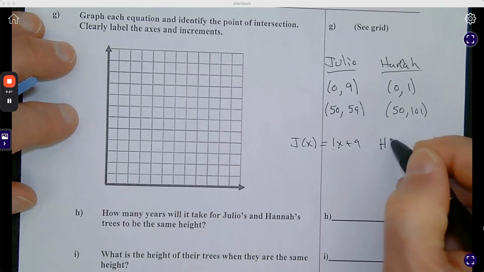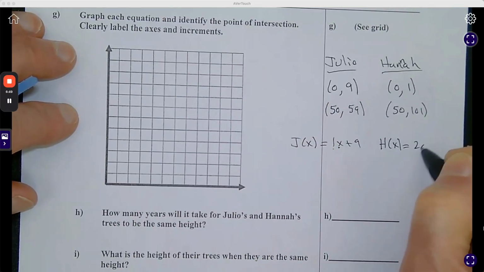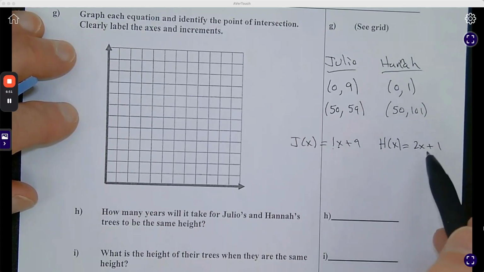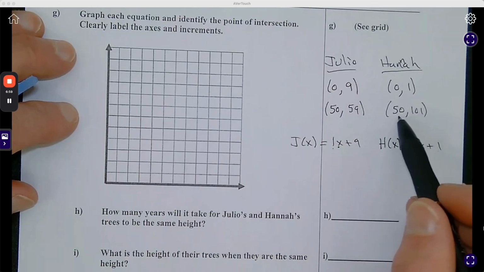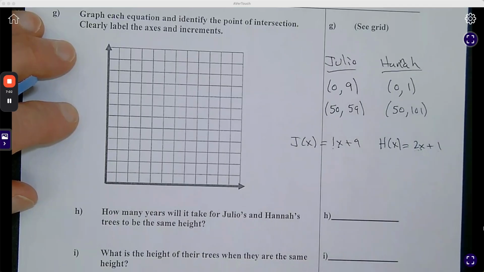Same with Hannah. Hannah is a function. So when I put 0 in for Hannah, for years, I get 1 foot. When I put 50 in for years, 2 times 50 is 100, plus 1 is 101. So after 50 years, it's 101 feet tall.